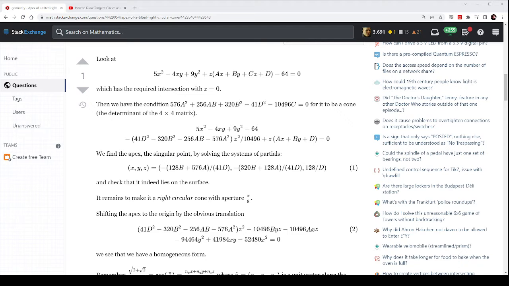by looking at the cone of this form. If you set z equals 0, it's this original ellipse, and if you want this to be a cone, you need the 4 by 4 matrix from when you homogenize with W to have determinant 0, or the rank of this quadratic form is not the complete 4.